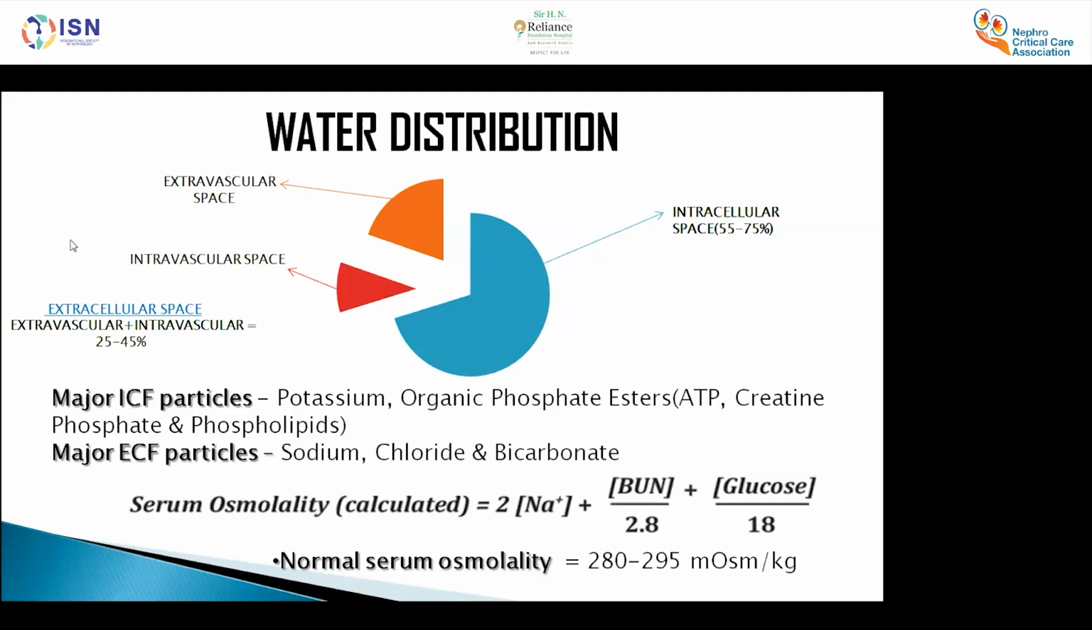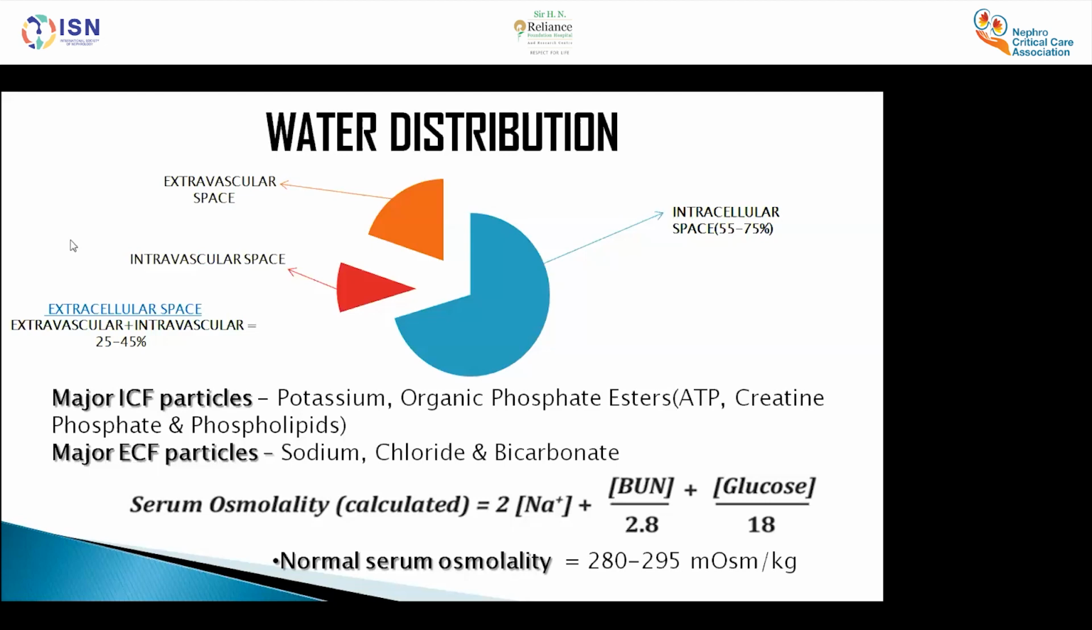As far as water distribution is concerned, we know that water is distributed into two compartments: intracellular and extracellular. Intracellular has 55 to 75% of our water content, and the extracellular, which includes extravascular and intravascular components, comprises 25 to 45%. Major intracellular particles are potassium and organic phosphate esters, which include ATP, creatine phosphate, and phospholipids, and major extracellular particles are sodium, chloride, and bicarb.